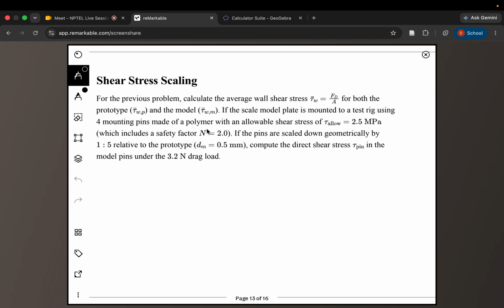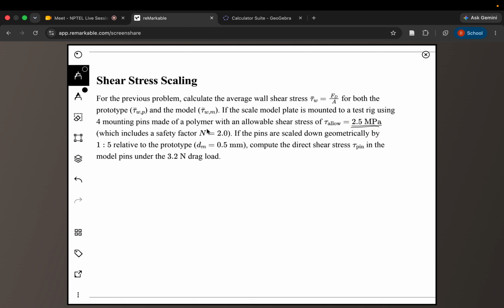I have this one last problem. This also you can take as a take home exercise. I'll upload all these slides on the Google Drive link. So this is just as I said before, the drag force is going to be the same. So you calculate the shear stress and understand that because it increases, the bolts or whatever pins that you are using to mount your particular plate will have to be designed accordingly. So this is the maximum allowable shear stress. You will have to use larger pins so that you remain within this acceptable value of tau.